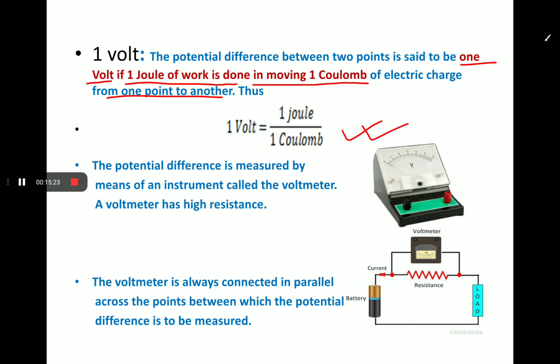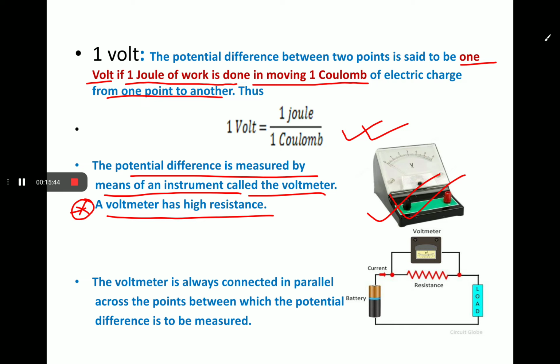Now, the potential difference is measured by means of an instrument called voltmeter. Voltmeter is an instrument which is used to measure the voltage or the potential difference. Voltage is another name for the potential. Now, the most important point you have to remember is that a voltmeter has high resistance, and the second most important point is that a voltmeter is always connected parallel across the points between which the potential difference is to be measured. As you can see, we have connected the voltmeter in parallel.